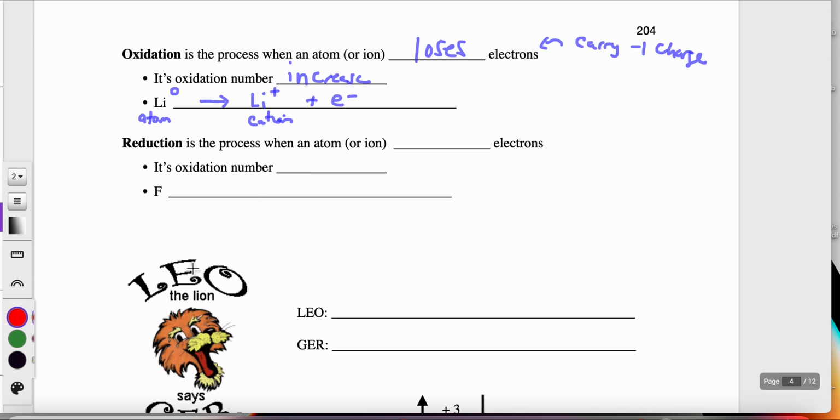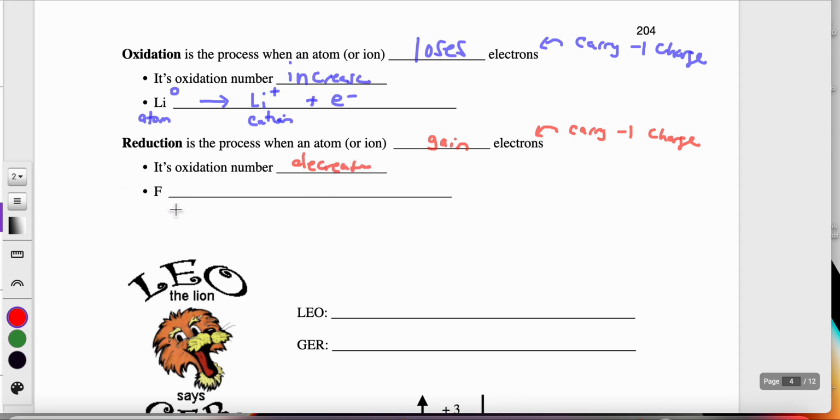The other process that occurs at the same time as oxidation is reduction. This is the process when an atom or ion will gain electrons. As you think about it, electrons, whether they're gained or lost, still carry a -1 charge. So if you are gaining electrons, you are gaining more negative charge, so its oxidation number is reduced to a lower value, or the oxidation number decreases.